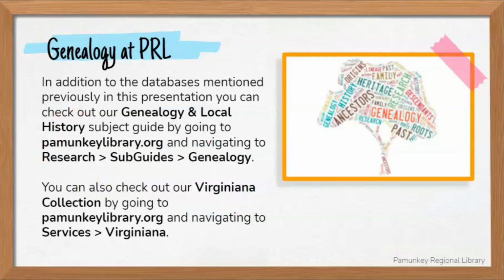And then just a couple more things about genealogy at Pamunkey Regional Library. In addition to the databases that I mentioned previously at the beginning of this presentation, you can check out our Genealogy and Local History Subject Guide on our website by going to pamunkeylibrary.org and then navigating to Research, then Subject Guides, and then Genealogy. And then you can also check out our Virginiana collection by going to pamunkeylibrary.org again and navigating to Services and then going to Virginiana.